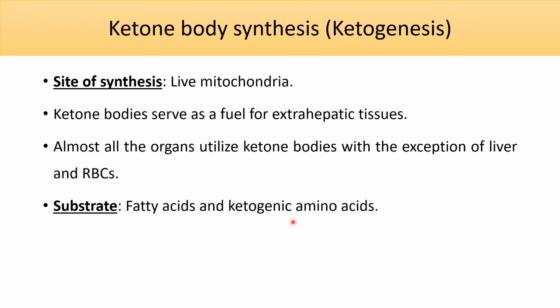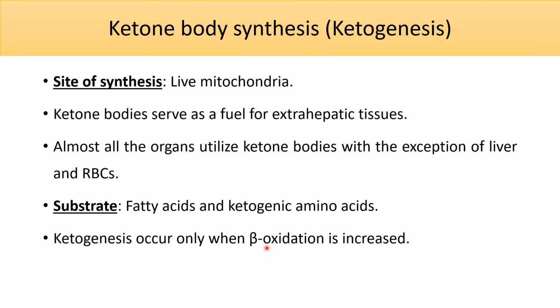Fatty acid and ketogenic amino acid. Ketogenic amino acid will enter the TCA cycle to form acetyl-CoA, and fatty acid will get catabolized by beta oxidation to release acetyl-CoA. That is, when fatty acid gets broken down, you will get acetyl-CoA, and when ketogenic amino acid enters the TCA cycle, it will give acetyl-CoA, and this acetyl-CoA will be utilized for ketone body synthesis.